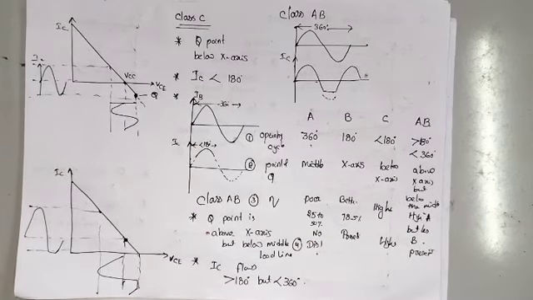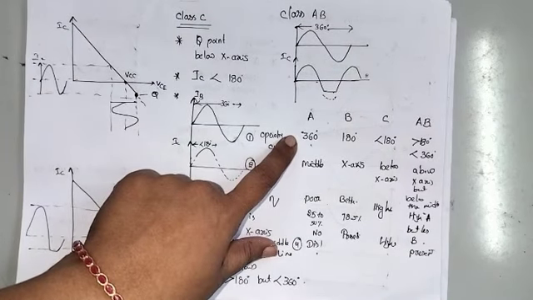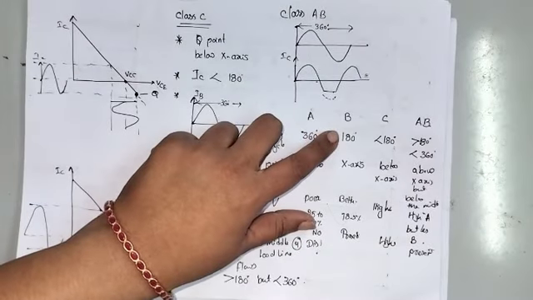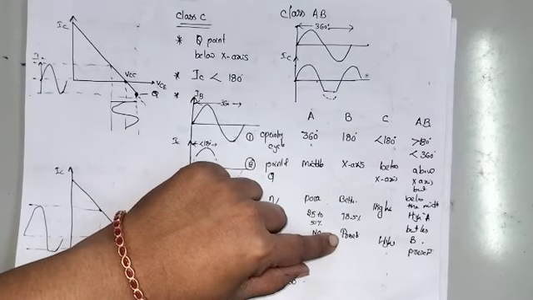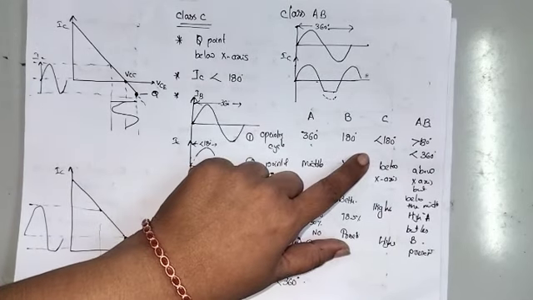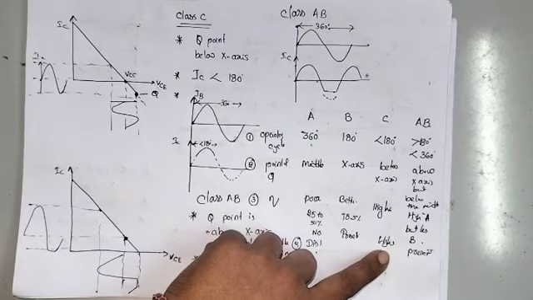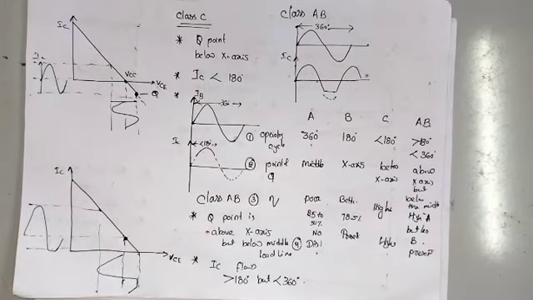Considering the waveforms, in the class A power amplifier the IC current flows for the total 360 degrees, so there is no distortion at the output. For class B, the IC current flows only 180 degrees, so distortion is present. For class C, the IC current flows for less than 180 degrees and the output signal is completely lost, so high distortion is present. In class AB also, distortion is present.